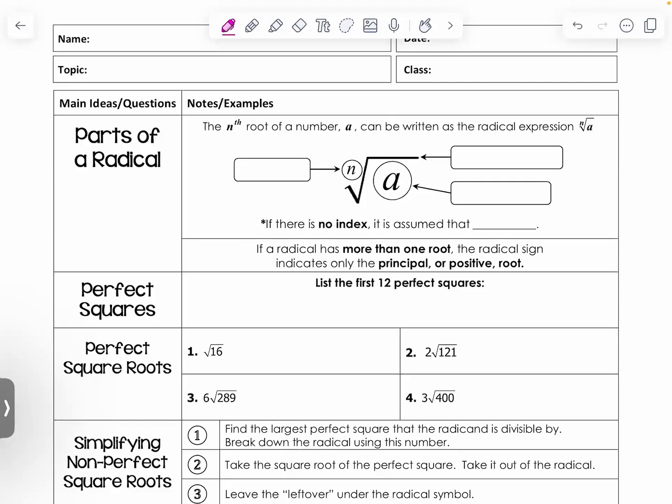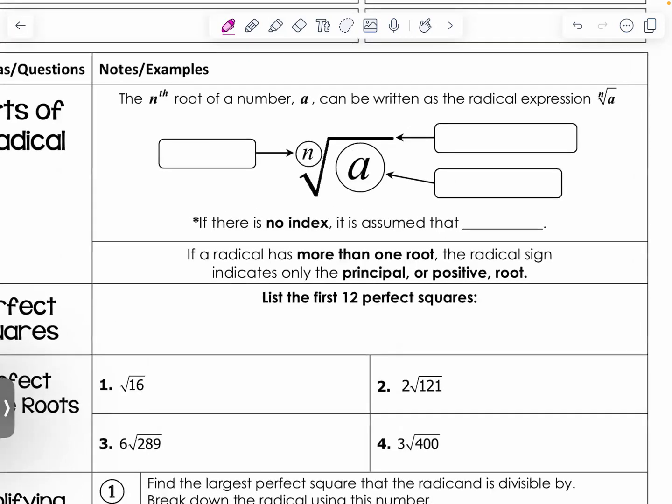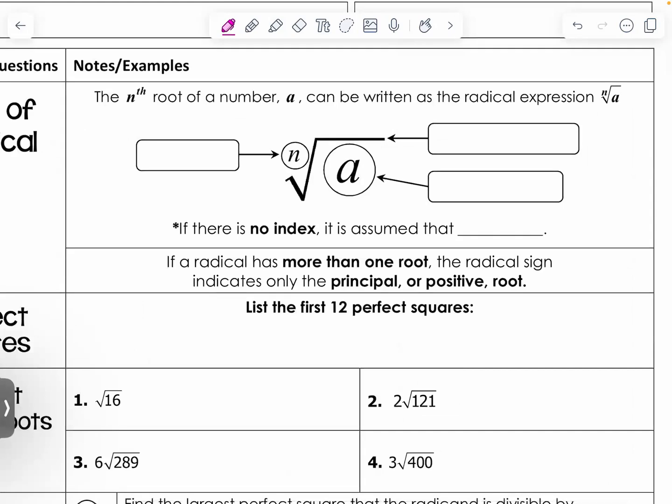All right, on page 1, in this first week of chapter 9, we are going to focus on square roots. Okay? Square roots, excuse me.